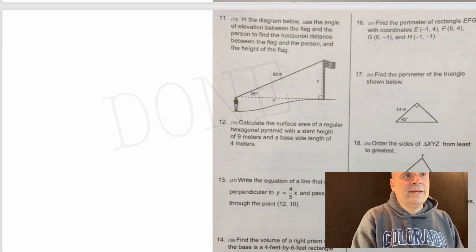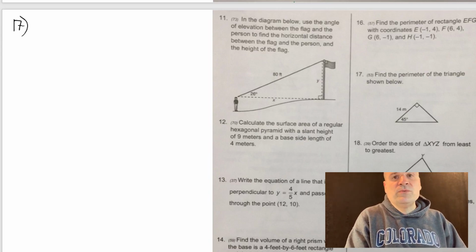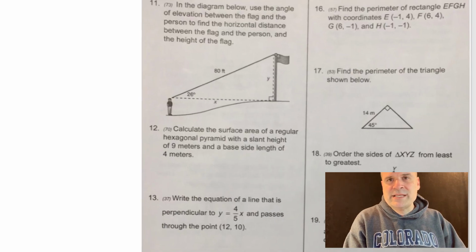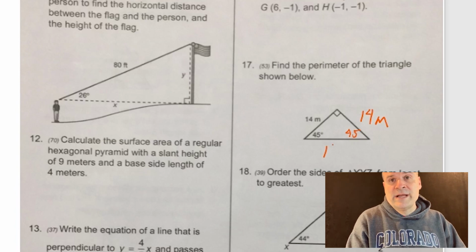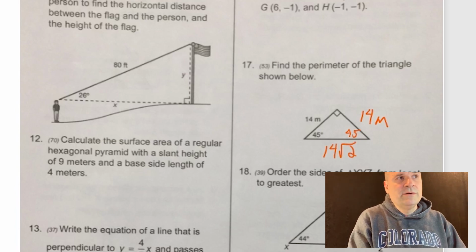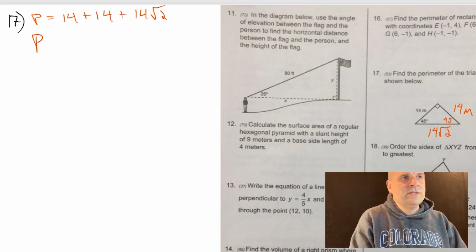Number 17, find the perimeter of the triangle shown below. Okay. So it looks like we're gonna have to find all the sides first. So if this is a 45, 45 right triangle, right? This is 90, so this has to be 45. So that means these two sides are gonna be the same. So this is 14. And the shortcut, if you don't wanna do the Pythagorean theorem, is just to tag on a radical 2. So the perimeter equals 14 plus 14 plus 14 radical 2. So perimeter is 28 plus 14 radical 2.